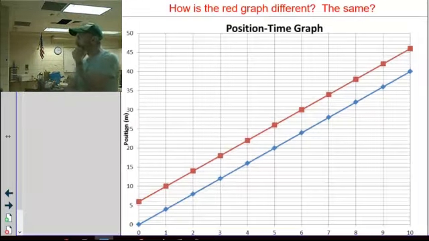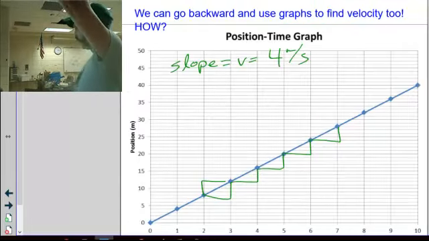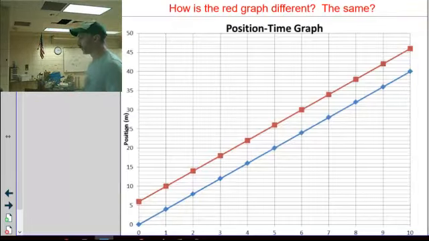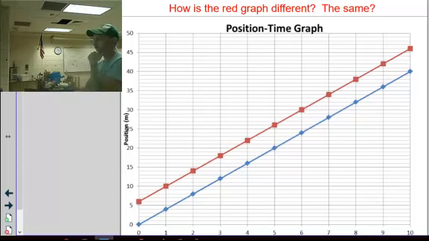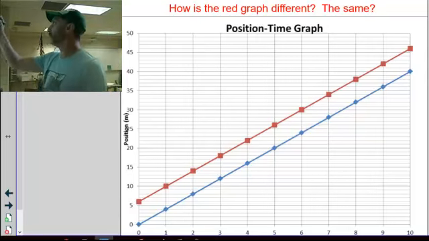All right, so now this blue line that's here on this graph is the exact same as the one that was on the last graph, right? But I've added in this red line. How is the red graph different? Well, the lines are parallel, so they have the same slope, right? So both of these lines have the same velocity.